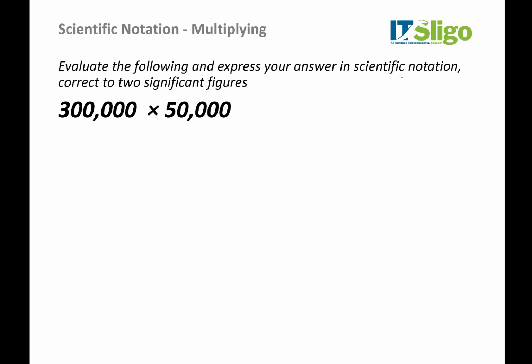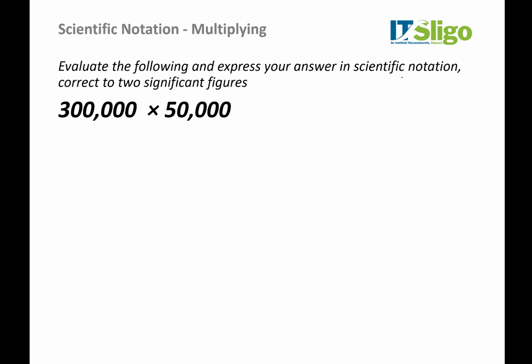Now we're going to take a look at calculations. So this is again our multiplying, dividing, adding, subtracting values in scientific notation. And we just take a look at multiplying first. So like fractions, multiplying is actually easier than adding and subtracting. So we'll do multiplying and dividing first, and then we'll do adding and subtracting.